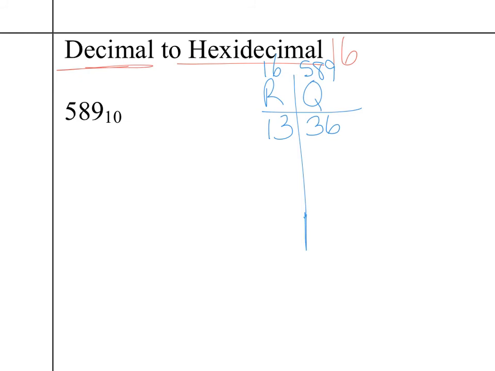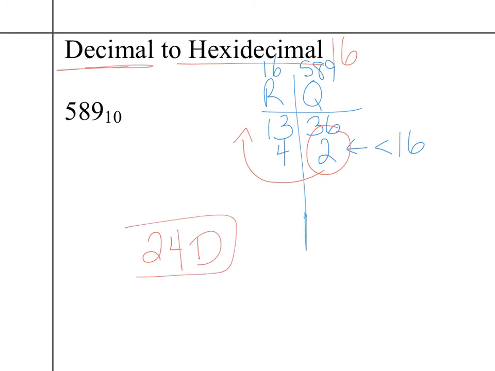36 isn't less than 16, so I divide 16 into 36. It goes twice. That's 2 times 16 is 32, so there's 4 left over. This 2 is less than 16, so I'm done. Once the base gets bigger, as in hexadecimal, we do less dividing. Binary, there's only 2 digits. So 2, 4, 13. So 2, 4, and 13 is D. Done.